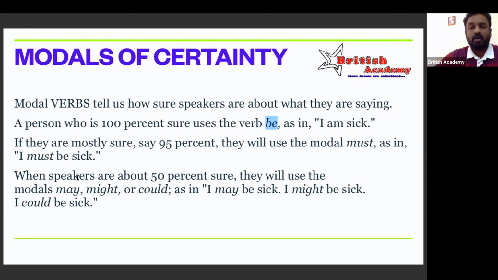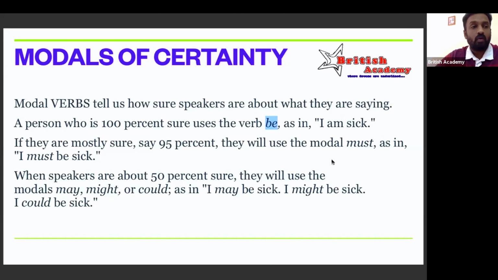Now, when speakers are about 50% sure, like half sure that "I'm sick" and half sure "no, I may not be," they may use modal verbs such as may, might, or could. For example, "I may be sick" or "I could be sick." Not so sure. So these words, which are modal verbs, can change the certainty of a particular sentence. So you should be careful about that.